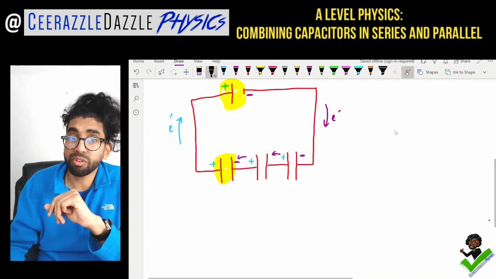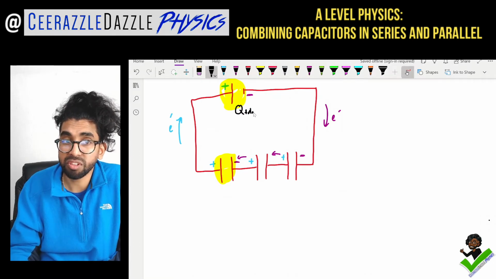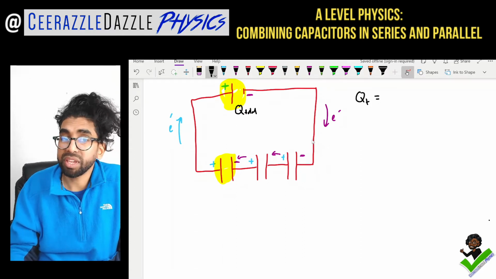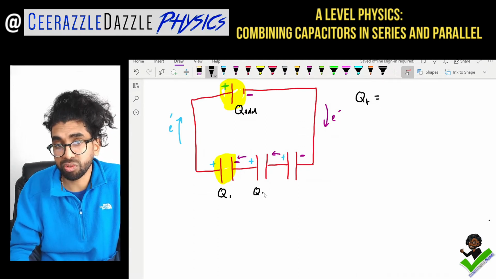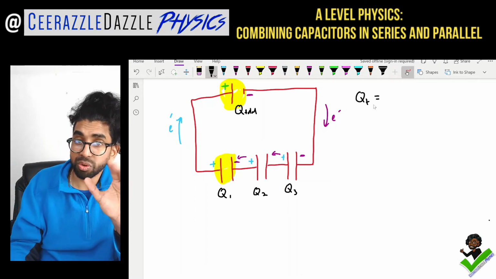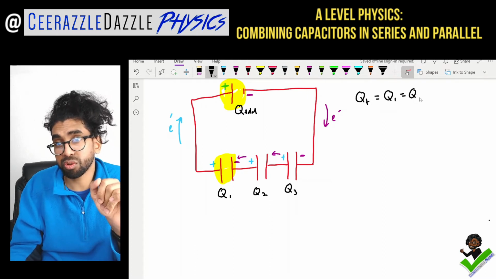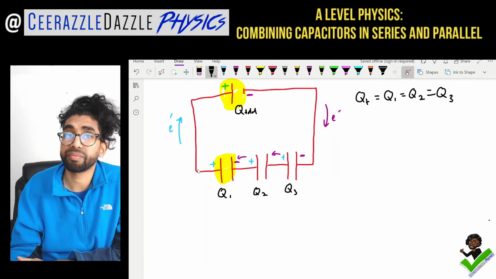So therefore we can say the following. The charge in total that went in, QT, will be equal to the charge stored on each capacitor. Let's call this one Q1, this one Q2, and this one Q3. So the charges across each one of them will be the same. QT will be equal to Q1, which will be equal to Q2, which will be equal to Q3. Make sure you can see that with my explanation. They all have the same charge upon each one.